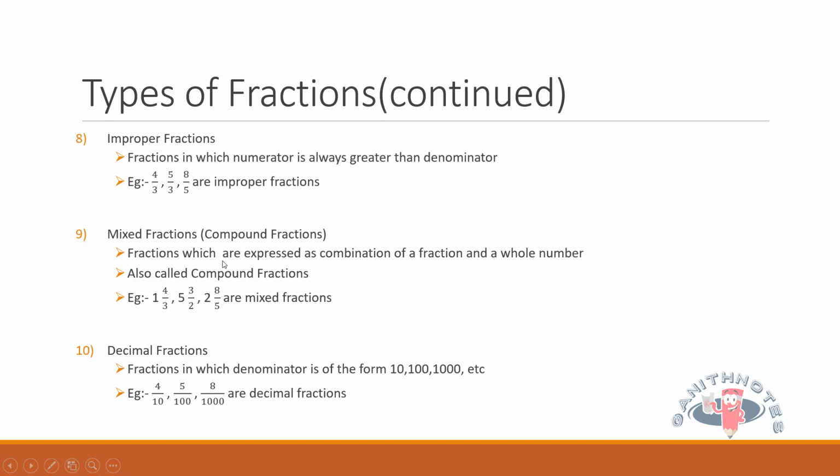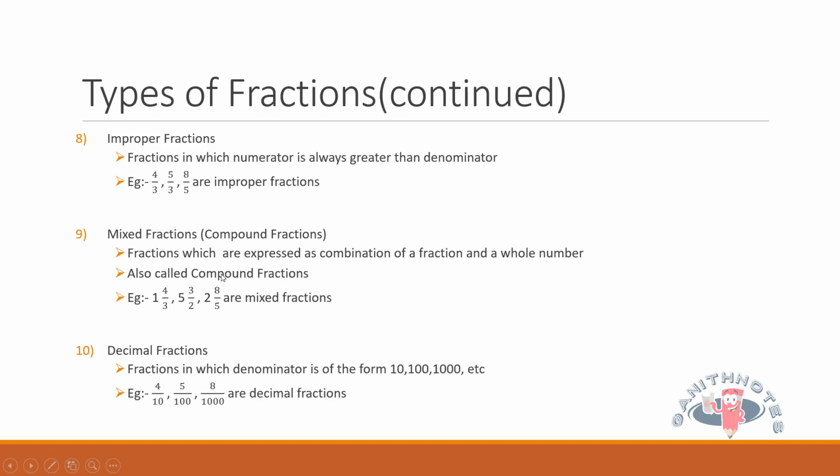Eighth one is improper fractions. These are nothing but the opposite of proper fractions. These are fractions in which the numerator is always greater than the denominator. For example, 4 by 3, where 4 is the numerator and 3 is the denominator. Numerator is greater than denominator, so 4 by 3 is an example of an improper fraction. Other examples would be 5 by 3, 8 by 5, 10 by 2, etc.